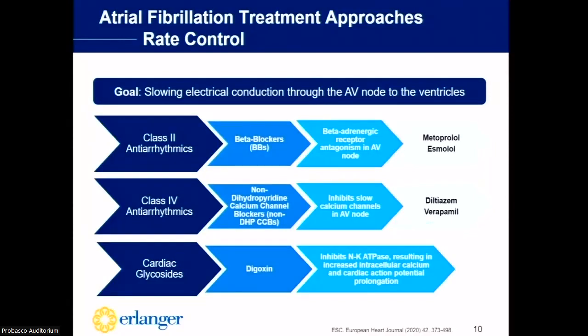So we typically approach atrial fibrillation treatment in two wheelhouses or ideologies: rate control versus rhythm control, which we'll talk about on the next slide. Our goal in rate control is slowing electrical conduction to the AV node, to the ventricles. We have 3 groups that we're typically using. Our class 2 antiarrhythmics are beta blockers. Class 4 antiarrhythmics are non-dihydropyridine calcium channel blockers. Here we're mainly going to be talking about diltiazem, then for our beta blockers, mainly metoprolol. And then you also have an additional option in your cardiac glycoside with digoxin. So more on these to come in the coming slides.